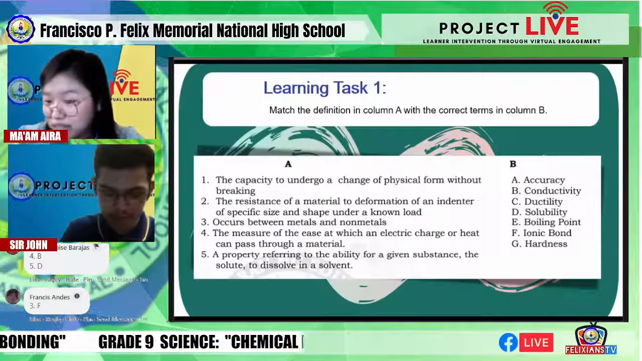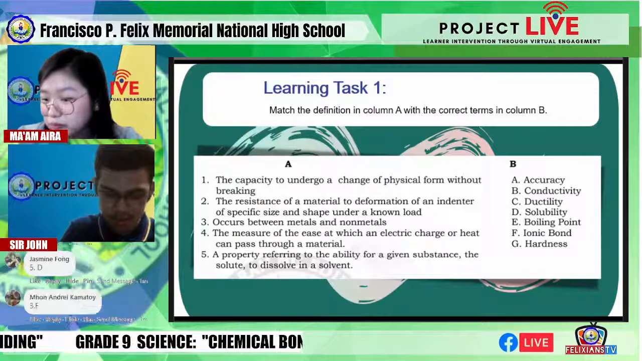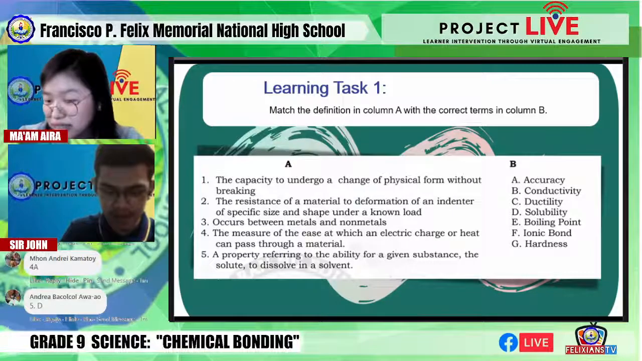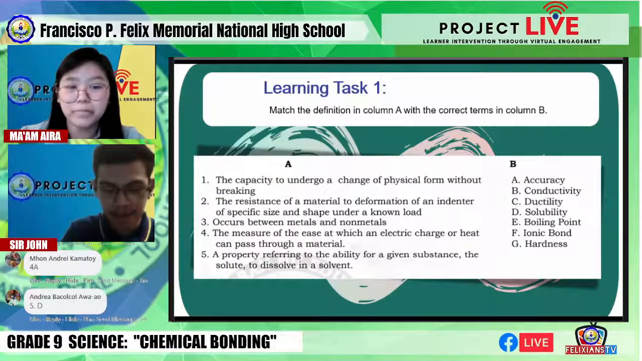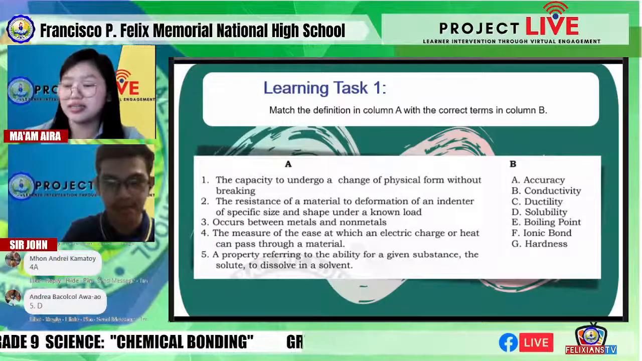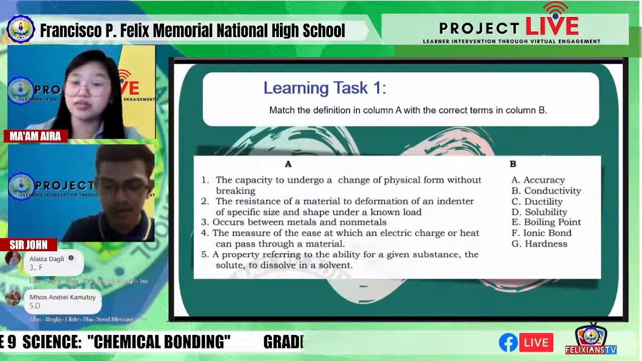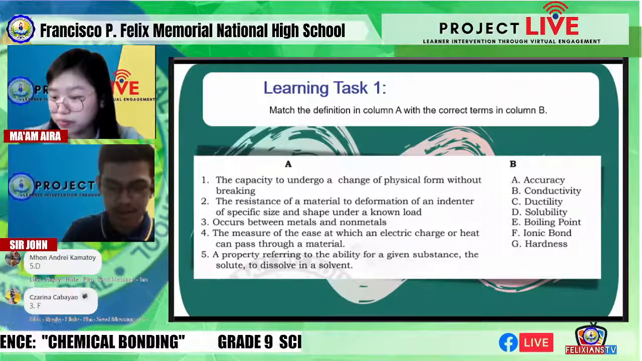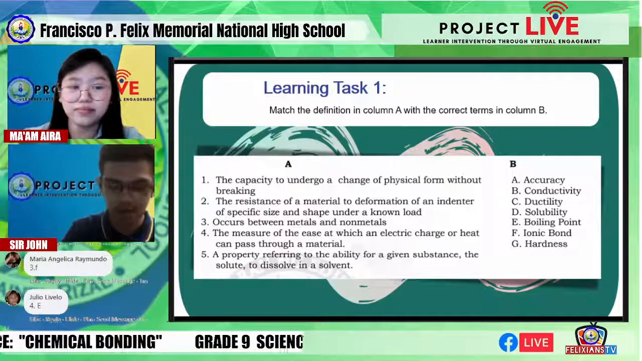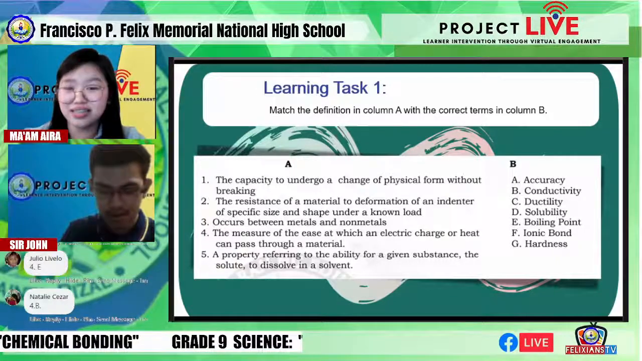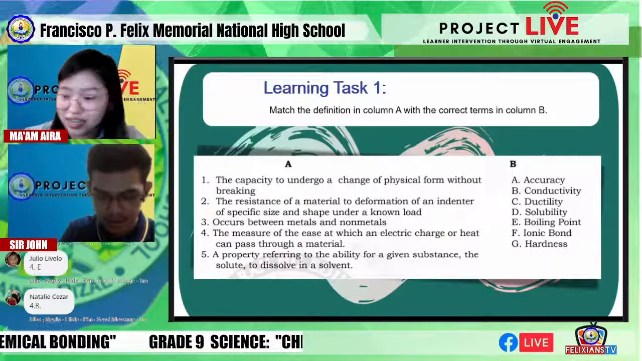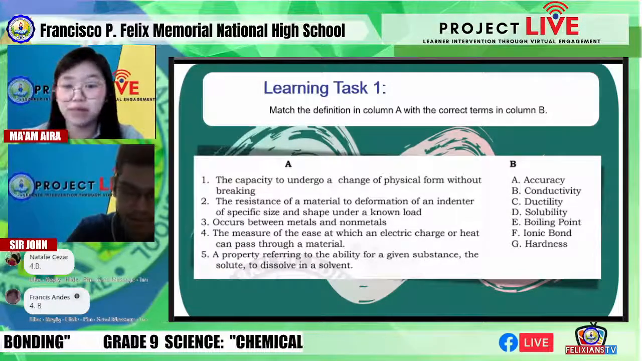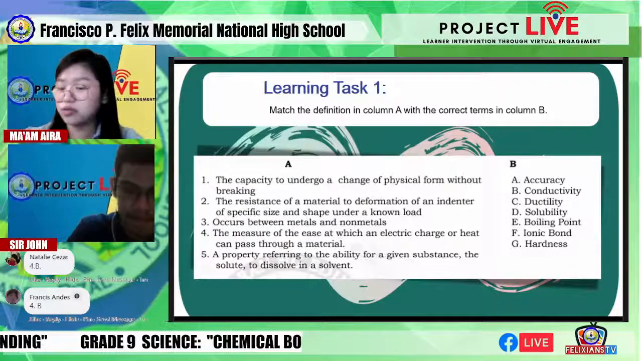Do we have any answers? Okay, we have Fausto Esguera, yes. We have 4 is letter B, ma'am. Letter B daw po, ma'am. Yes, correct. Number 4 is letter B, conductivity. And lastly, number 5 is letter D. You're right. So tama yan, sir. Letter D, yung number 5. That is solubility. Thank you so much, Sir John.